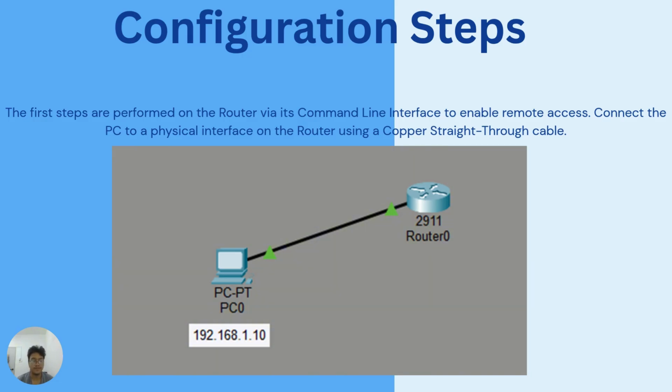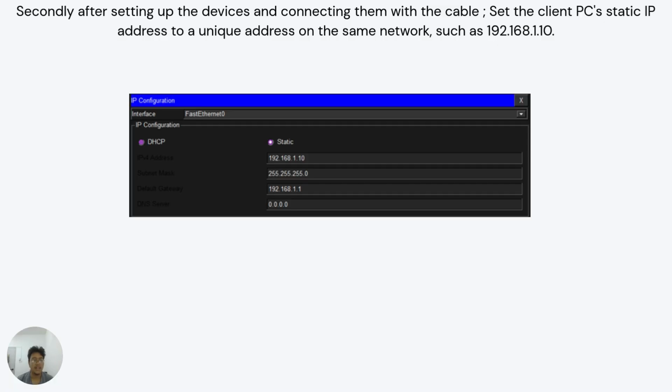And later on, I will connect them through a copper straight-through cable. Then I will be going into the PC, and there will be so many things like physical configurations and the desktop, etc. While in there, you have to click the desktop. Then you will see many things.